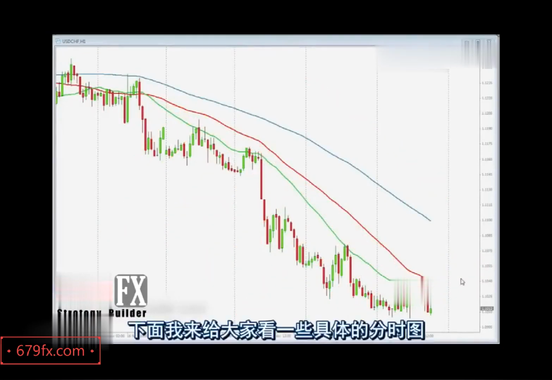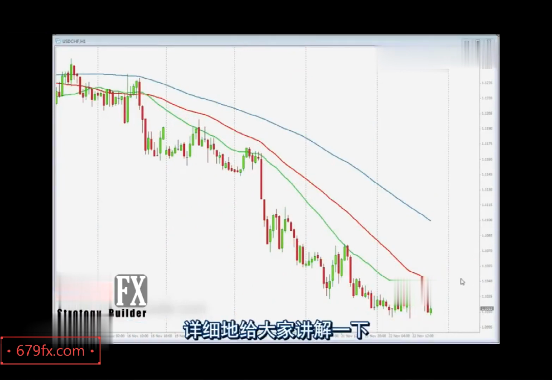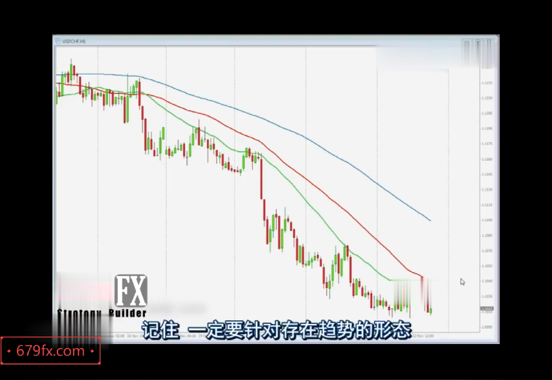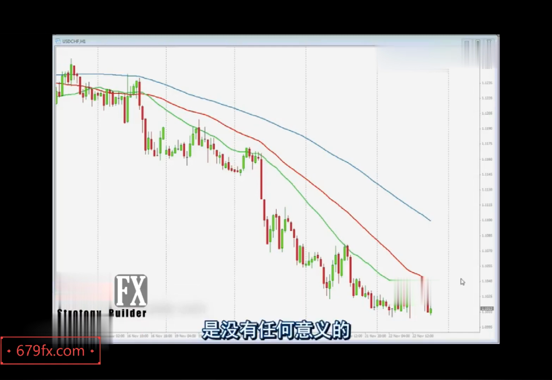Now I'm going to be showing you some charts, now that I have explained the theory behind the dynamic area of support and resistance, so you can see for yourself how price reacts off this area, always in trending scenarios. Like I was saying before, if there is no trend, there is no point in having a look at the 50 or the 30 simple moving average, because they are irrelevant. They only work in trending scenarios.